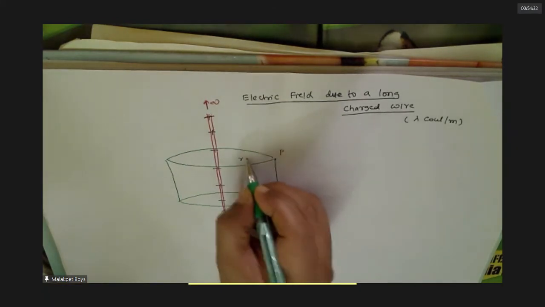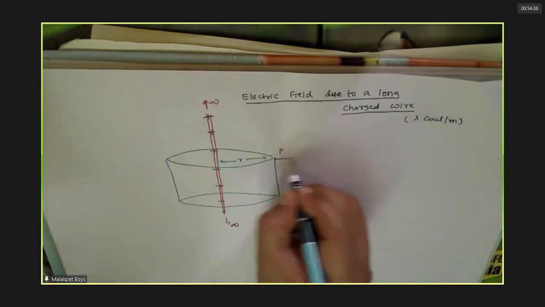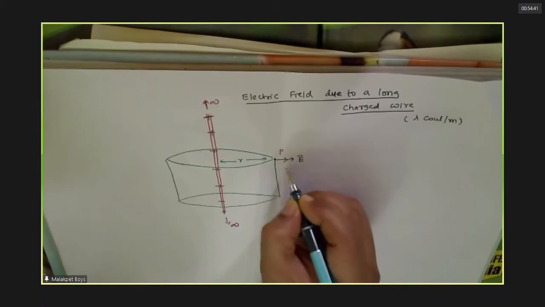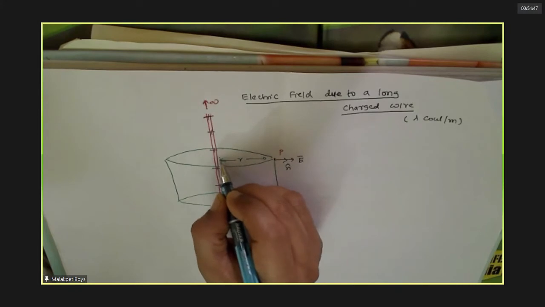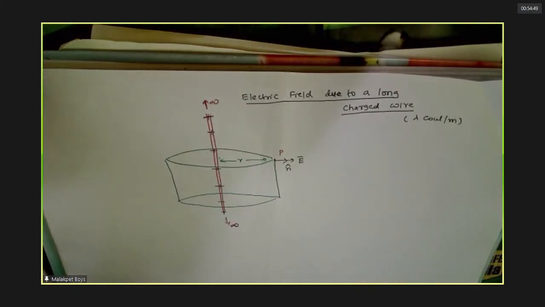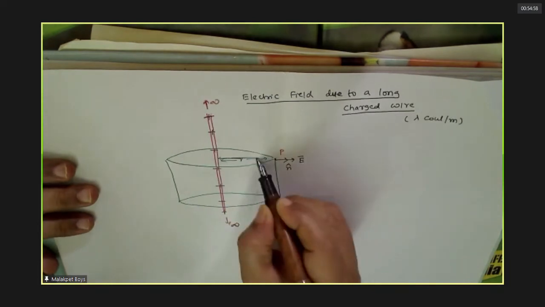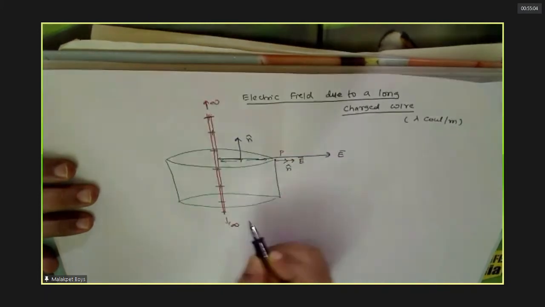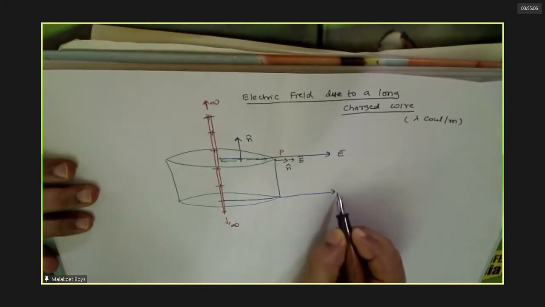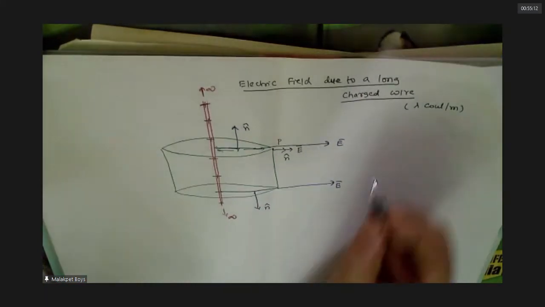Suppose this P is at a distance of R. Then you can see at any point on the curved surface, this is E, this is N cap. On the plane surface, E will be grazing like this. Whereas N cap for the plane surface is this. Similarly, this electric field, this will be N cap. Do you agree with this? Yes.